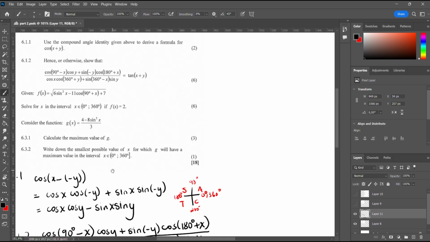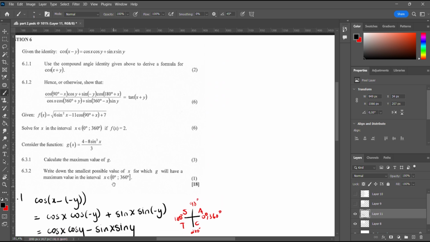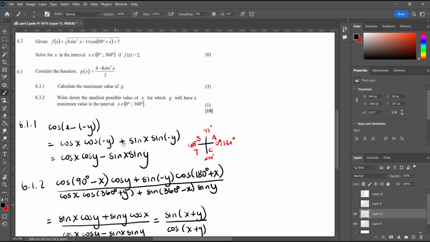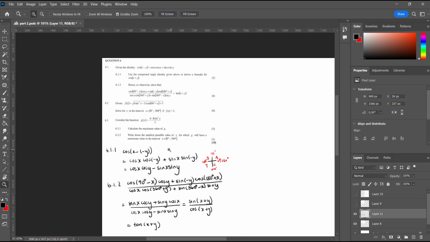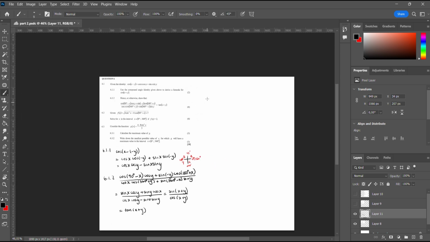So yeah, really nice. 6 marks. That's a lot of marks, but maybe it's substitution, maybe it's other things. You'll never know. I don't know the marking system.